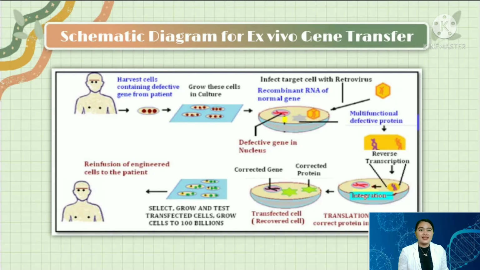The sixth process is to transfer all the transfected cells, or in other words, all those recovered cells. The seventh, or the last process, is to select, grow, and test all the transfected cells or recovered cells, grow cells to 100 billion to make the process of reinfusion of engineered cells to the patient. That's all about ex vivo gene therapy.